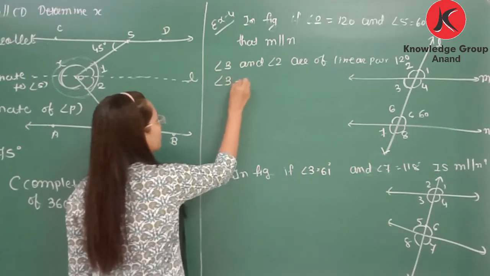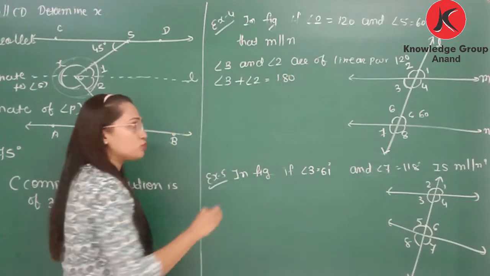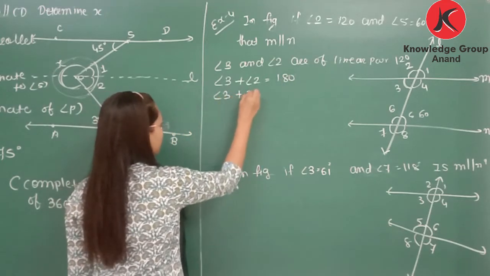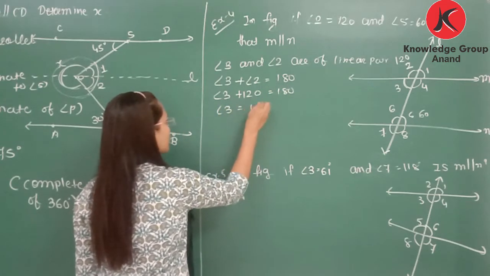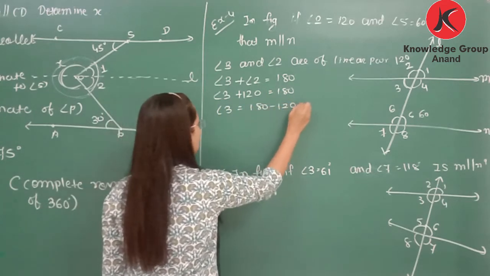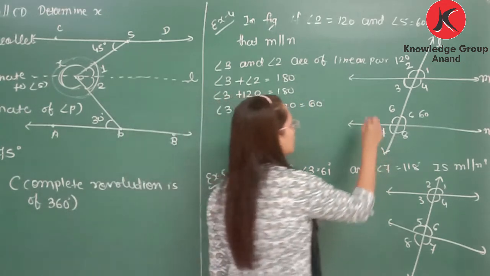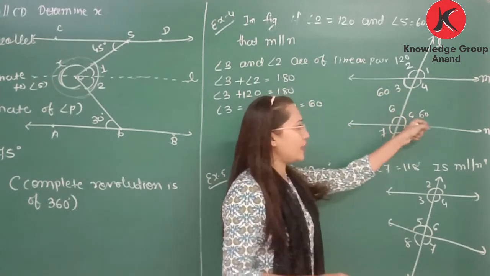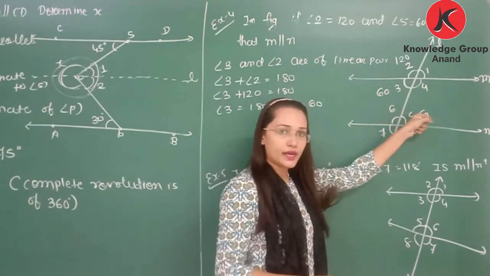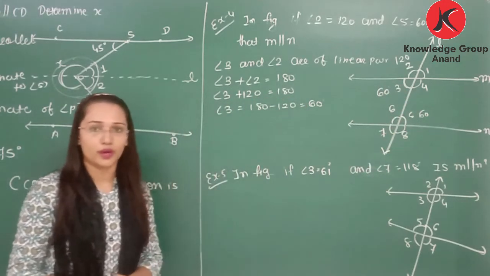So angle 3 plus angle 2 is equal to 180, but here angle 2 is given as 120, so angle 3 is equal to 180 minus 120, which is 60. So we find that angle 3 is 60. Now angle 3 and angle 5 are alternate angles, and alternate angles are equal. That is a property of parallel lines.